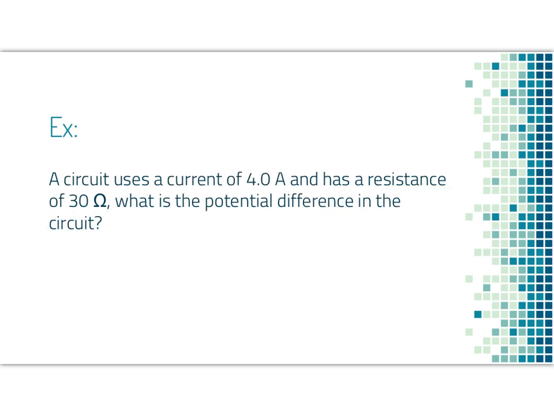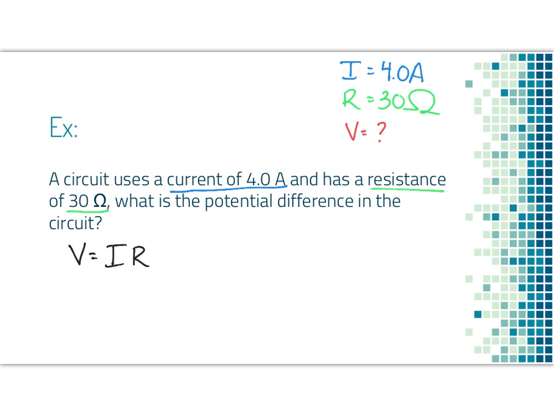Let's try another one. A circuit uses a current of 4 amps. So current is I. That gives us 4 amps. And a resistance of 30 ohms. R equals 30. We are looking for the potential difference or voltage. Therefore, we need to use our original form of our equation. V is equal to I times R. Therefore, we know that V is equal to 4 amps times 30 ohms.